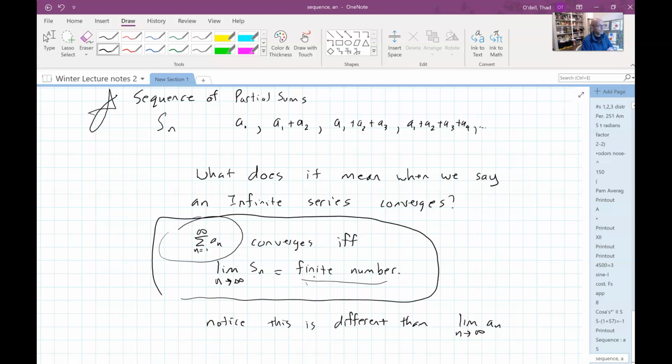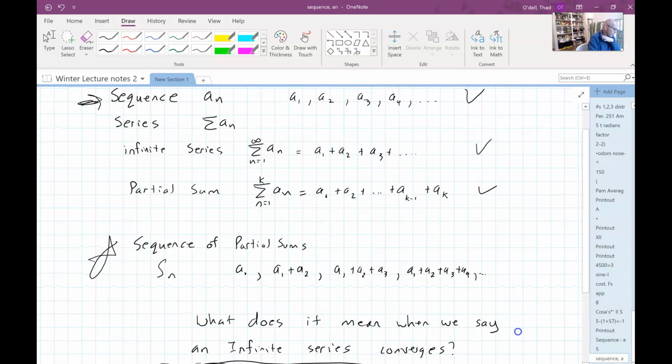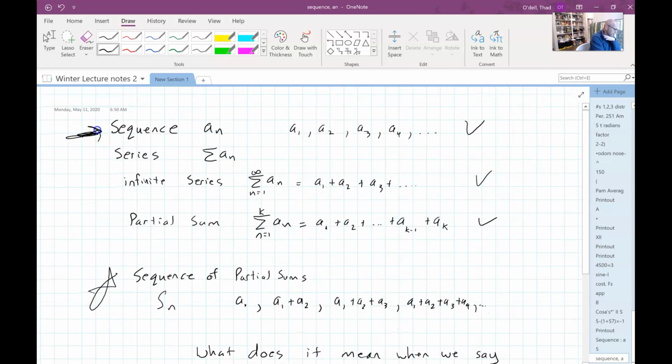Or even if it's bouncing all over the place, which is a possibility, then we would also say that it diverges. Okay. So if the limit exists and it's a finite number, then the infinite series converges. If the limit does not exist, or is equal to infinity or negative infinity, then we would say that it diverges. Okay, but again, know what this sequence is. This is a sequence of partial sums, not the original sequence.